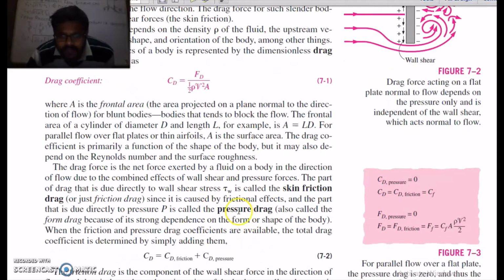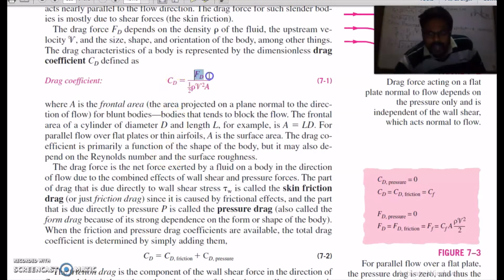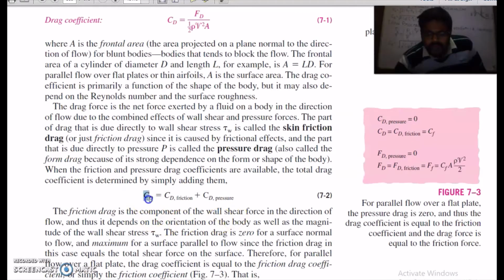This drag force is exerted by the fluid on a body in the direction of flow due to the combined effect of wall shear and pressure force. The part of drag that is due directly to the wall shear stress is called skin friction drag, since it is caused by friction effects, and the part due directly to pressure is called pressure drag, also called form drag because of its strong dependence on the form or shape of the body. So C_D is equal to friction drag plus pressure drag.